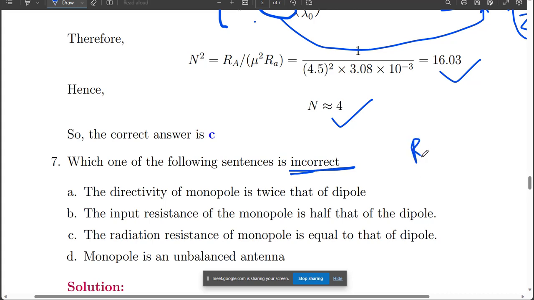We know that any kind of resistance R can be written as rho L by A. If length is half, will input resistance be half? If length is double, input resistance will be doubled. So here the statement says the input resistance of the monopole is half that of dipole. Can this statement be correct?